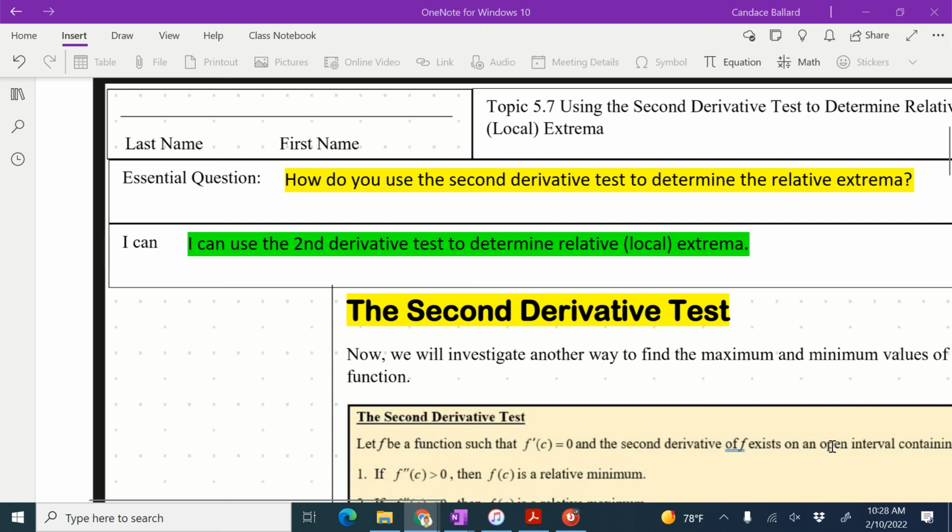Rachel, can you read us the essential question, please? Perfect. And then Henry, can you read us the I can statement? I can use the second derivative test to determine relative extrema.